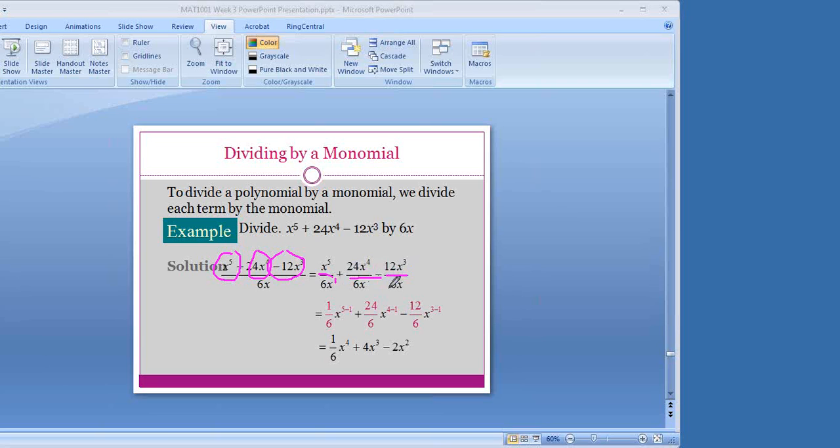The second term is 4x to the 3rd, because 24 over 6 is 4, and then 12 over 6 is 2. Of course, it's negative. And then x to the 3rd over x to the 1st is x to the 2nd, and that's our final answer right here. So hopefully that doesn't look too bad to you. It'll take practice before it gets really comfortable, but hopefully not too bad because there's really no new rules here.